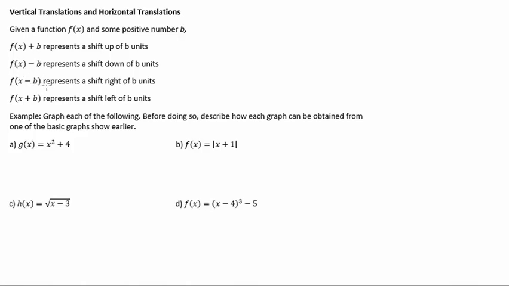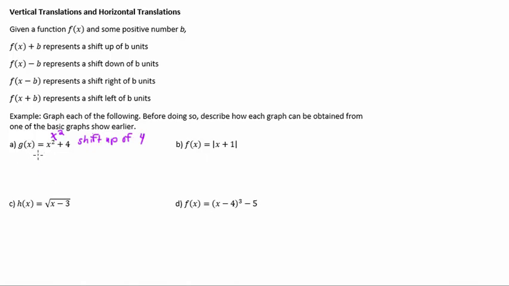So, on these examples, it says graph each of the following. Before doing so, describe how each graph can be obtained from one of the basic graphs shown earlier. And so, on a video I did right before this, I showed the different parent graphs. And so x squared is one of the parent graphs that we start with. So what are we doing to x squared? We're adding 4 outside of our squaring function. Okay, there's no parentheses here. So that means that this is a shift up of 4.